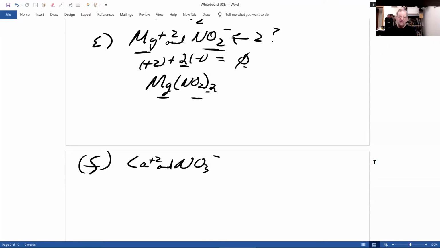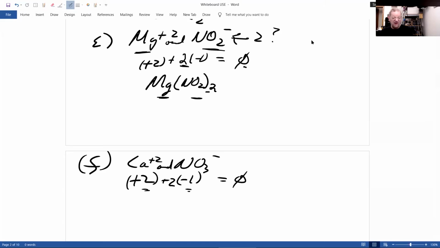Let's do this. Remember, all molecules have a net zero charge. This is a +2. This is a -1. It has to add up to 0. Oh, it doesn't. You can't change the charge, but you can change how many. And I'll have 2 of those.